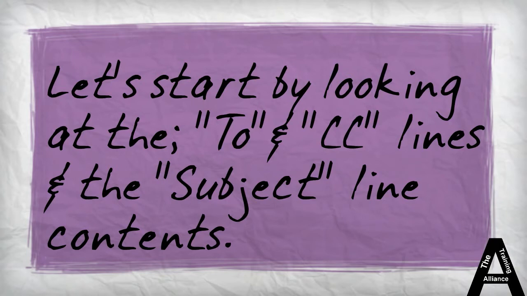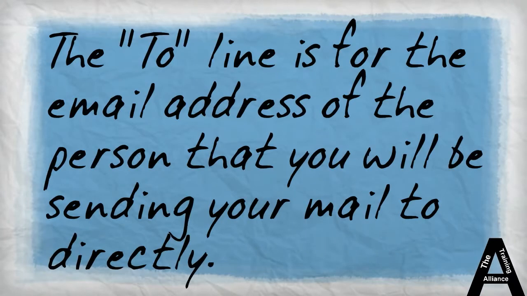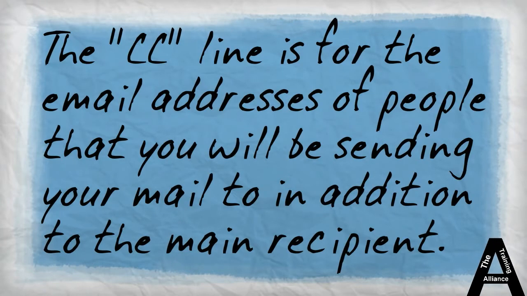Let's start by looking at the to and CC lines and the subject line contents. The to line is for the email address of the person that you'll be sending your mail to directly. The CC line is for the email addresses of the people that you'll be sending your email to in addition to the main recipient.